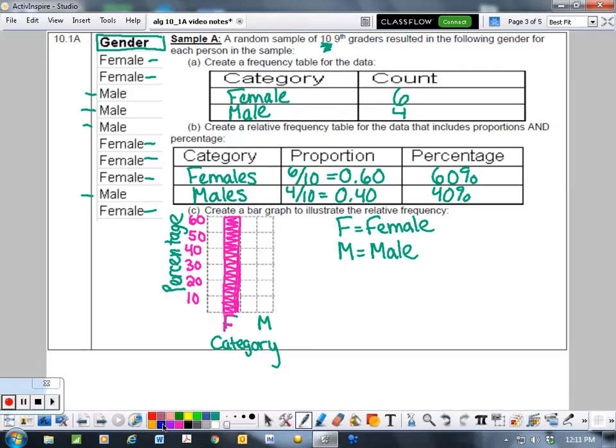And then I can go to males, which I can code as blue, and males were 40%. And remember, with bar graphs, they do not touch. There's spaces between them. And there's my bar graph. So this was our information for our 9th graders.